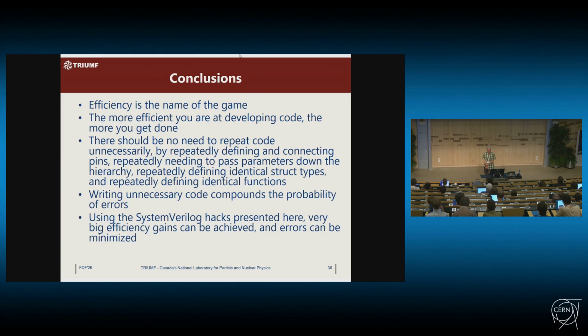So, conclusions. Efficiency is the name of the game. The more efficient you are developing code, the more you get done. There should be no need to repeat code unnecessarily by repeatedly defining and connecting pins, repeatedly needing to pass parameters down the hierarchy, repeatedly defining identical struct types, and repeatedly defining identical functions. Writing unnecessary code compounds the probability of error. Using these hacks, very big efficiency gains can be achieved and errors can be minimized. OK, that's it. Thank you.